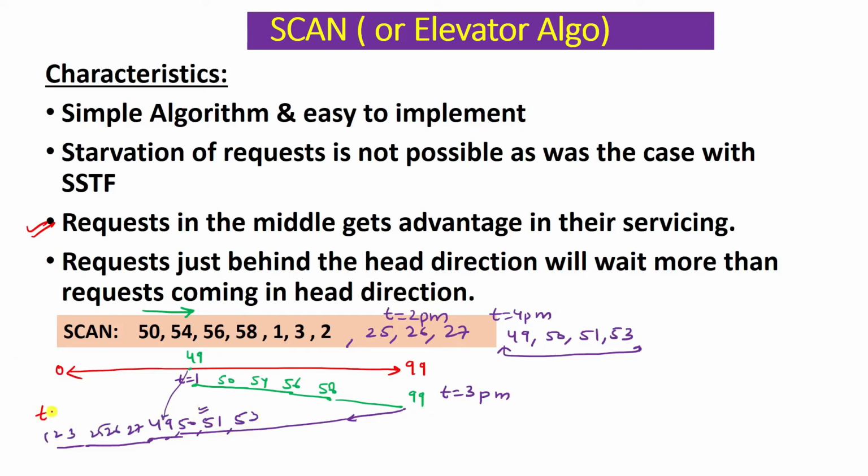So let's say, for example, at t equal to 6 p.m. we were here, at this 1. After that, let's say we go to 0. Now let's say at t equal to 6 p.m. some requests came which are at this end. So let's say at t equal to 6 p.m. we have 80, 81, and 82. And let's say at t equal to 7 p.m. some requests came, for example 3, 5, 7, 9. So we were here, and these requests are in the IO request queue.